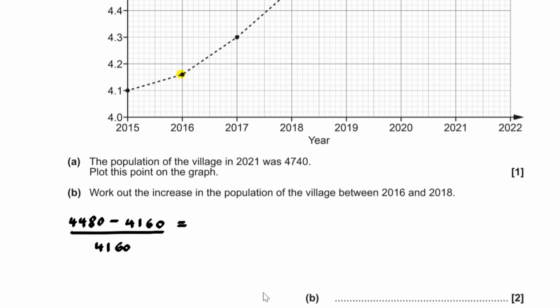If we work out what this is, for the numerator we've got 4480 take away 4160, which is 320. So we have 320 divided by 4160. Well, this is the percentage increase. So what we're after is this value here. So we have 320.